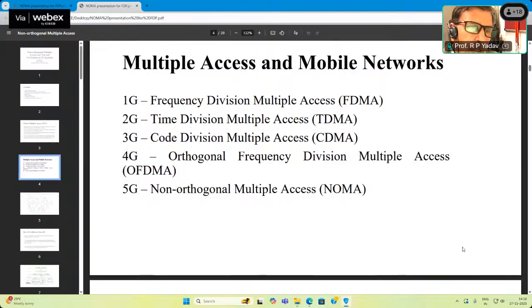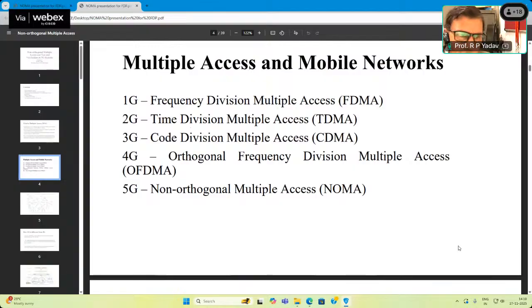When we talk about multiple access and we talk about NOMA, as we all know, it has gradually evolved over 1G, 2G, 3G, 4G, 5G systems. And in the 5G system, we are thinking that NOMA can be a better approach in terms of users, capacity, spectral efficiency, speed, all those parameters.